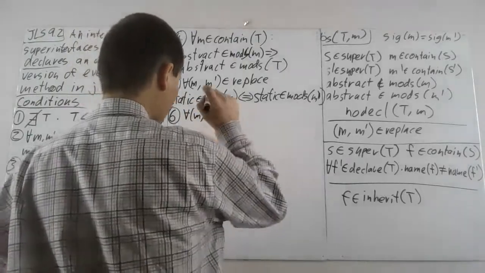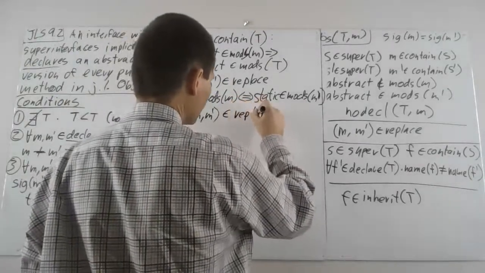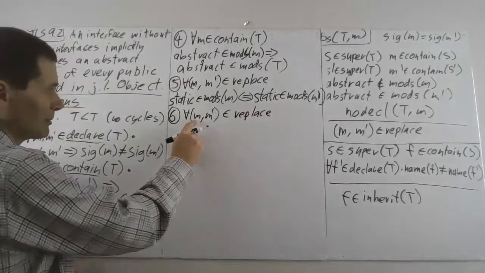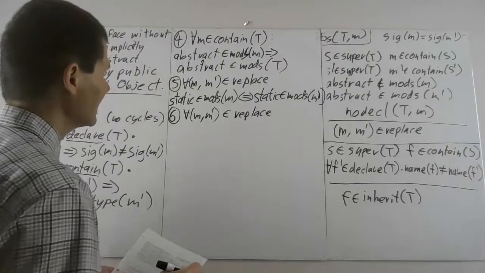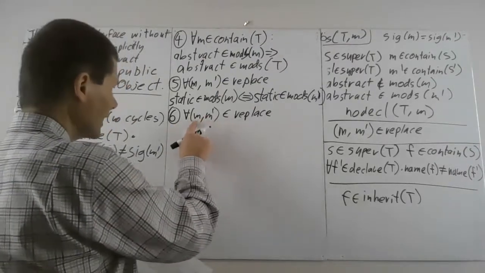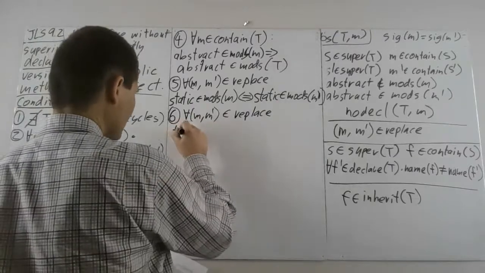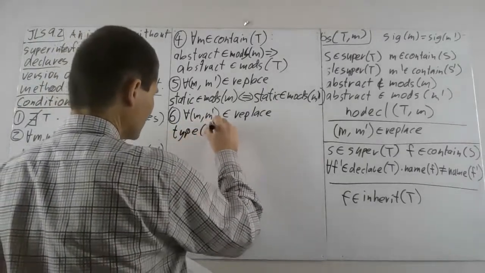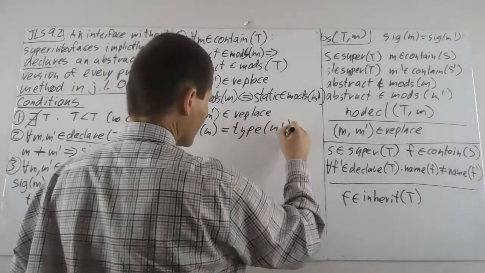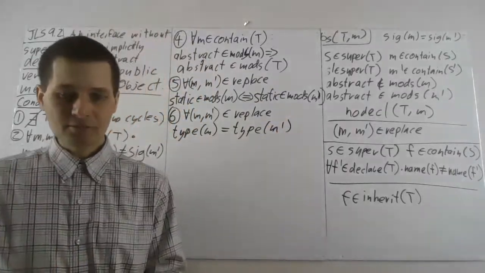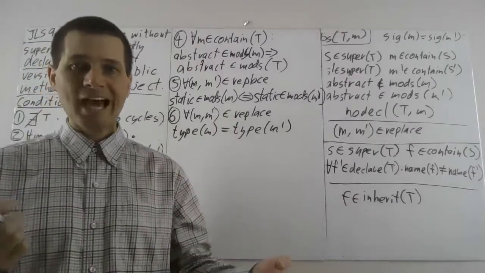So in this case, they could be in different classes, right? But if M overrides M prime, so M prime is in a superclass, then they have to have the same return type. All right, so we're going to say the type of M has to equal the type of M prime. So now this is a rule about the return types. This is a rule that can actually be relaxed.